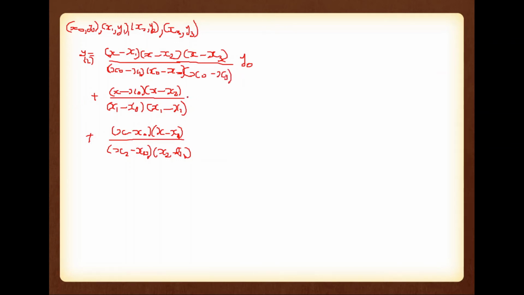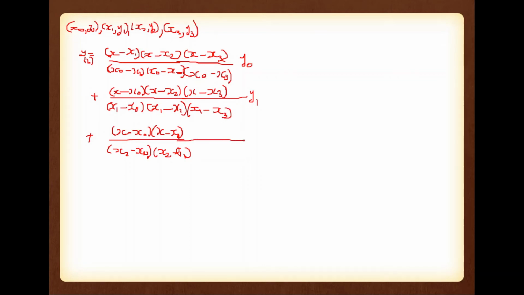Now this is corresponding to y1. So x1 must be absent in the numerator, because x1 corresponds to y1. So x minus x0 into x minus x2 into x minus x3, divided by, in the denominator we have x1 because x1 corresponds to y1. So x1 minus x0 into x1 minus x2 into x1 minus x3. So this is corresponding to y1.